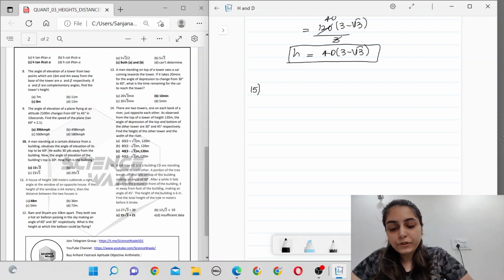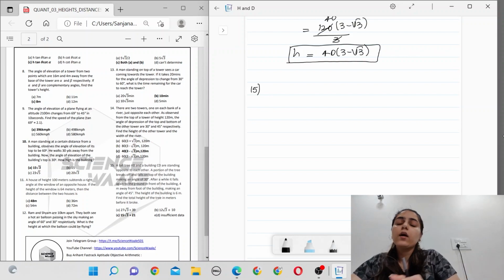A tall tree AB and a building CD are standing opposite to each other. A portion of the tree breaks off and falls on the top of the building, making an angle of 30 degrees. After a while, it falls again on the ground in front of the building, 4 meters away from the foot of the building, making an angle of 45 degrees. The height of the building is 6 meters. Then find the total height of the tree in meters before it broke.